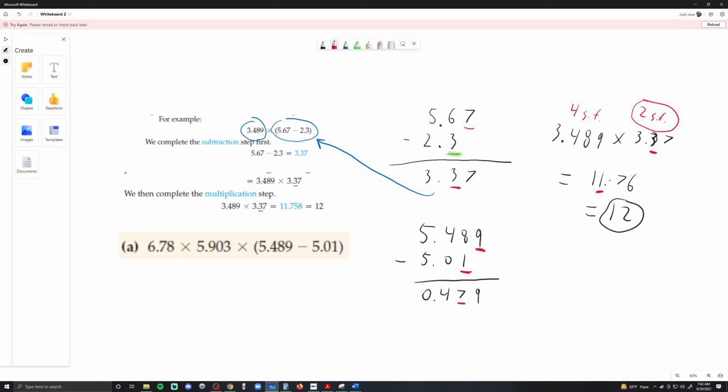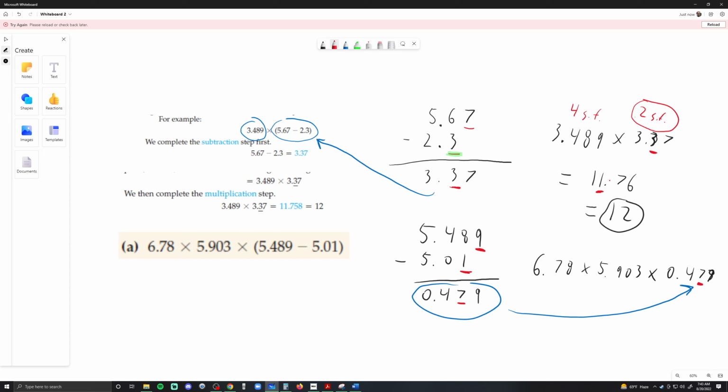But like I said, a lot of times you don't have to round it right away, at the end or in the middle. You can round it at the end. So now we do the multiplication, and we can do the multiplication all at once. It's going to be 6.78 times 5.903 times 0.479, which is what we just got. That went right in here. Okay, so now we should underline the 7 to remind ourselves that's the last sig fig.